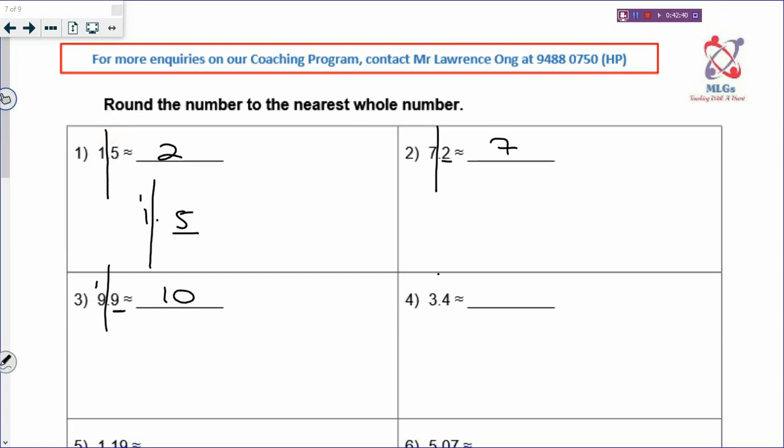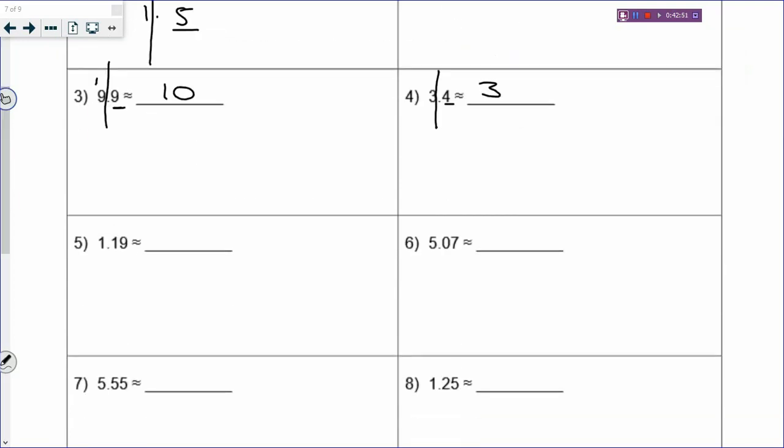And then do the same thing, right? Do you add 1? 4 is not 5 and bigger, so you don't add 1. So that'll be 3. Okay? Alright. Another one. Okay, what do we do here?